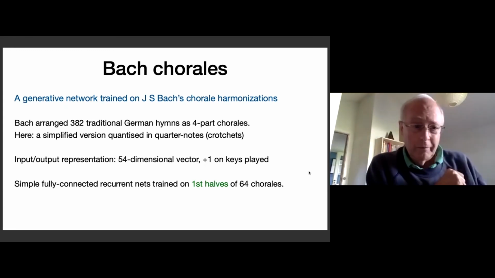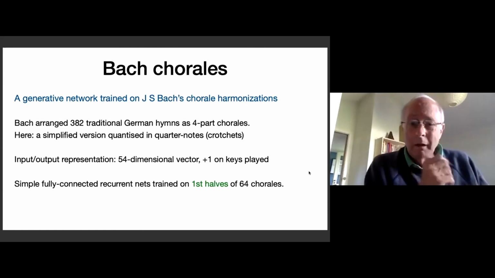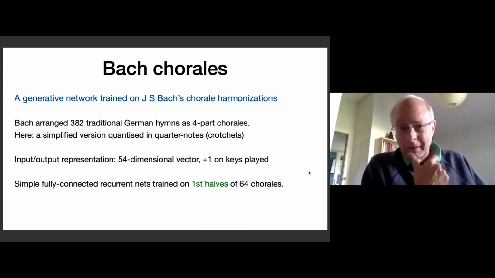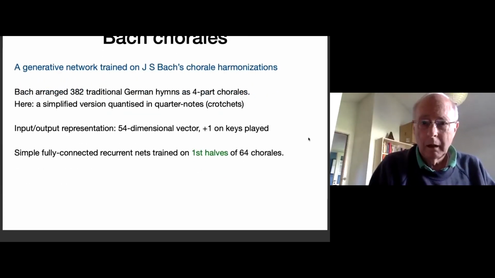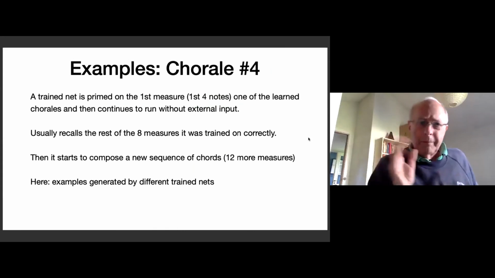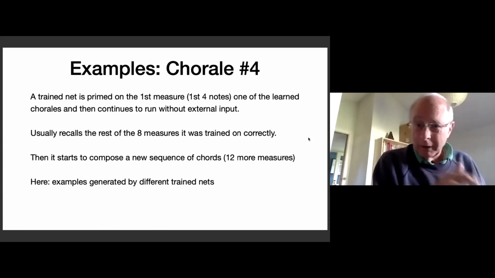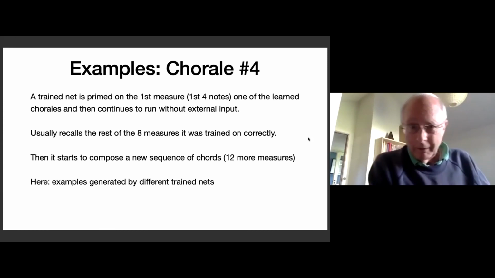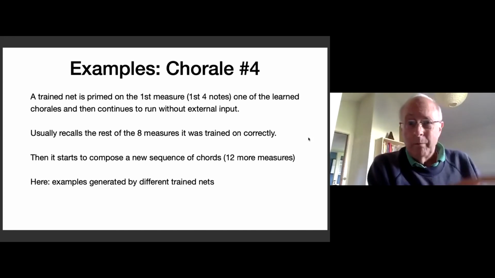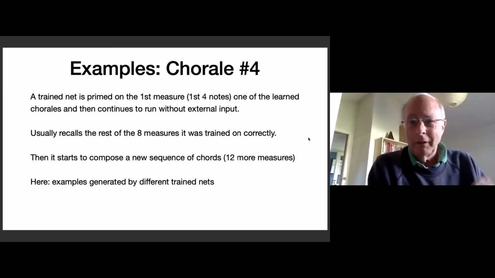And we just trained some fully connected recurrent nets of the kind we've just been talking about on the first half of each of 64 chorales. Okay, so I'm going to give examples for chorale number 4 here. So you train the net, you prime it on the first measure, so the first 4 notes. You force the network to get the right answer on the first 4 notes of whatever learned chorale you're trying to continue, and then let it continue to run, feeding its output back into the input.